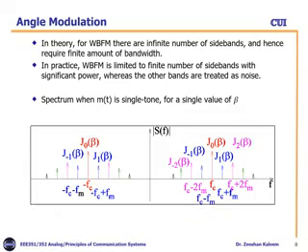Okay, in theory, for wideband FM, there are an infinite number of sidebands. If anyone asks what is the theoretical bandwidth of wideband FM, the answer is it's infinite, because it has an infinite number of sidebands and hence requires an infinite amount of bandwidth, right? Whereas in practice, wideband FM is limited to a finite number of sidebands with significant power. Usually, because you know that there is a significant power or there is a noise threshold, which we call, for example, this.